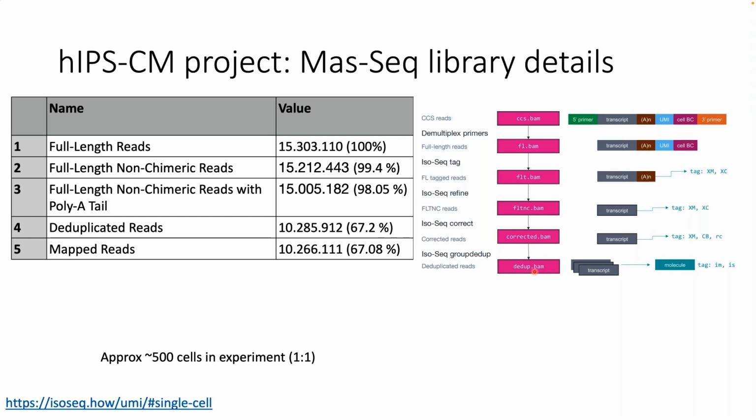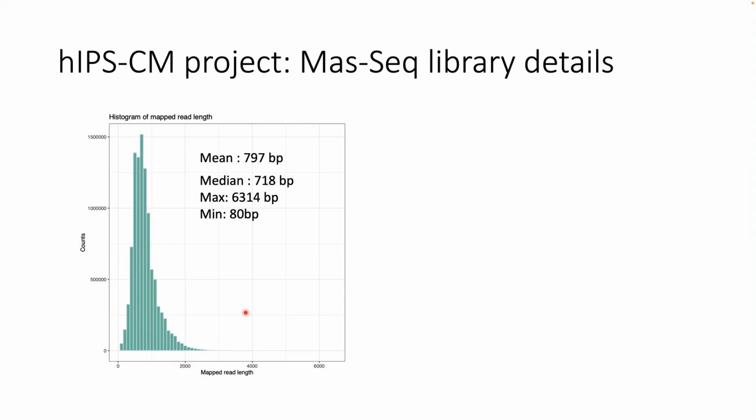And then later, using the information from the individual tags, you can deduplicate your reads. And you can see, following through this table here on the left-hand side, that we by and large regain as mapped reads after deduplication about 2/3 of the initial reads that we were generating. And about 500 cells are contained within this single cell experiment. So what does the data look like if we map it back to the reference genome? These are human cells, obviously, and here is the histogram of the mapped read lengths. The mean of the distribution is around 800 base pairs, and the median is a little bit below 718 base pairs.